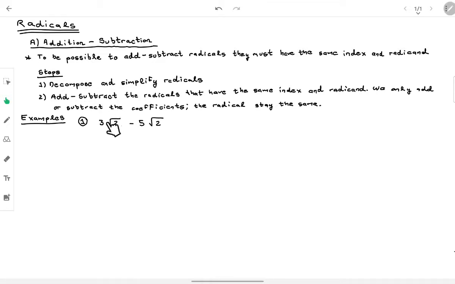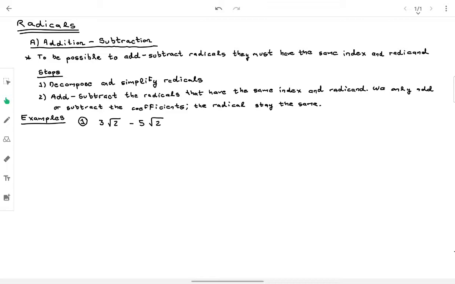First, if the radical is not decomposed and simplified, we will need to decompose and simplify the radicals. And after that, we will add or subtract the radicals that have, as we told, the same index and the same radicand. We only add or subtract the coefficients, and the index and the radical stay exactly the same. So let's see some examples of addition and subtraction of radicals.